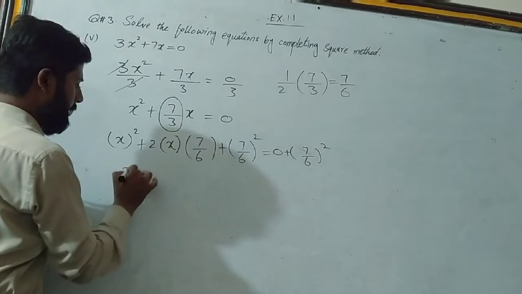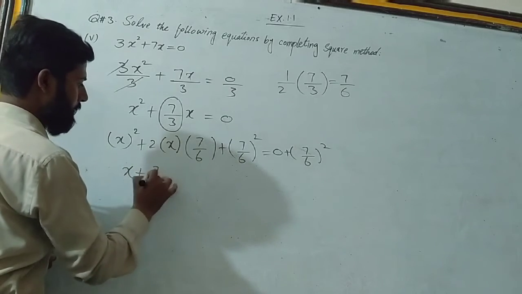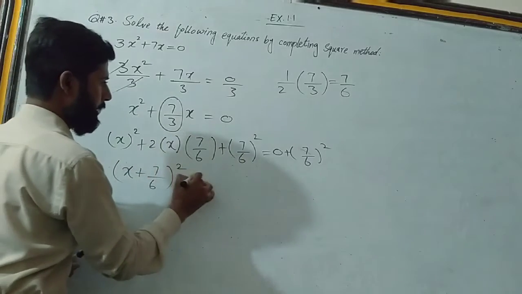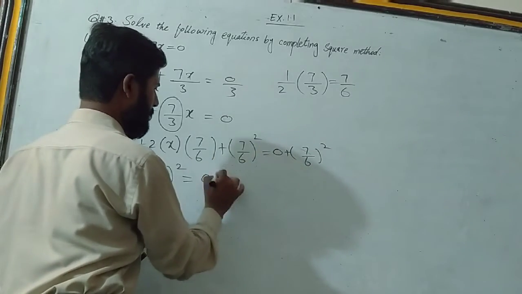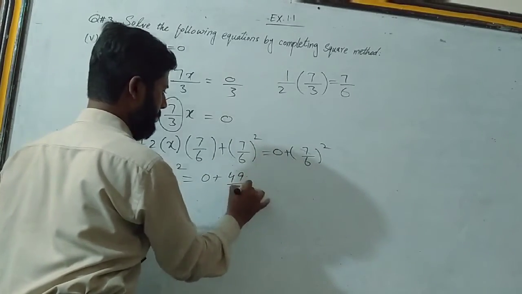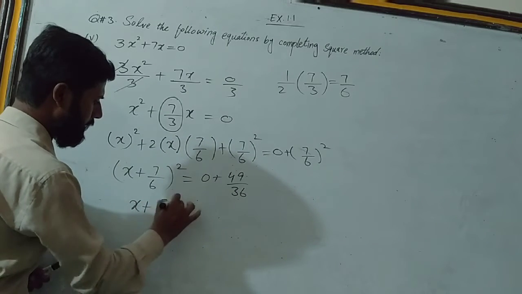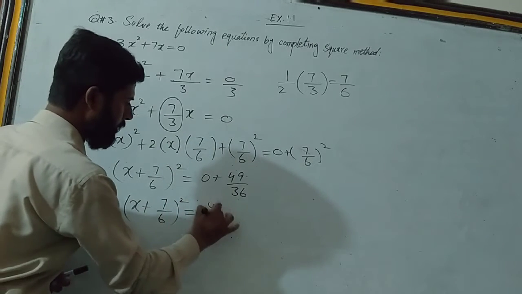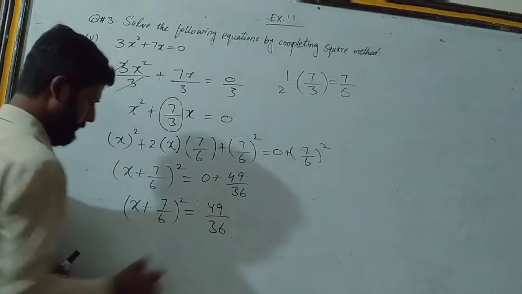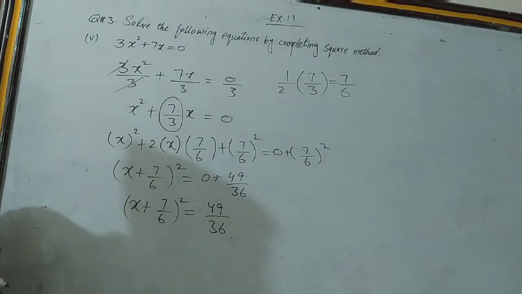Now it has become the perfect square. X plus 7/6 whole square is equal to 0 plus 49/36.